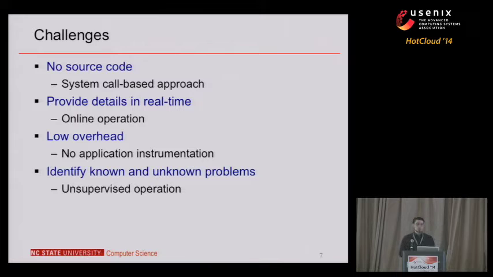And then lastly, we wanted to make sure that we can identify both known and unknown problems. And with that, we took an unsupervised approach to things. So we tried applying methods like outlier detection, and we didn't want to rely on building a signature for a particular type of fault. So we made sure that we could identify both known and unknown problems.